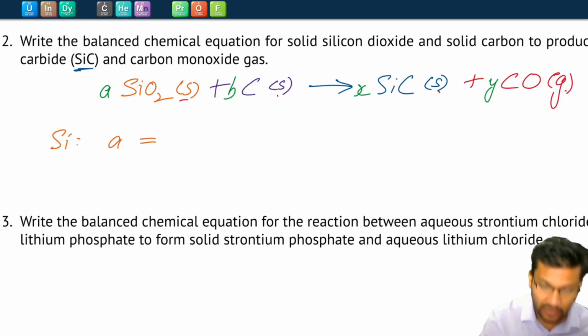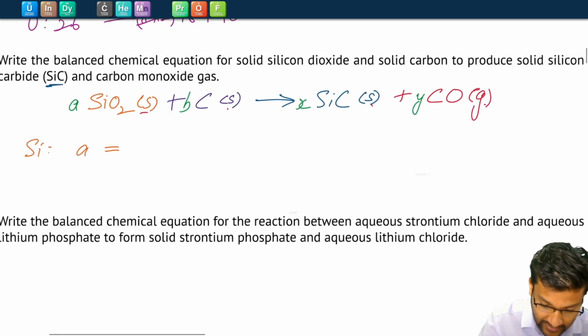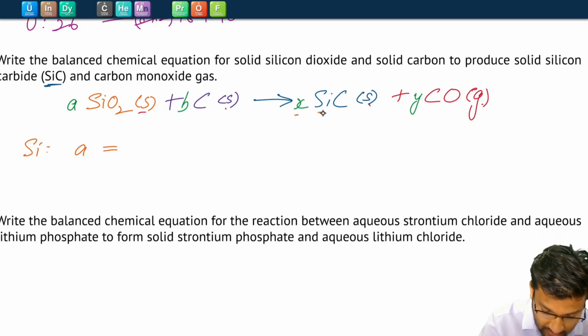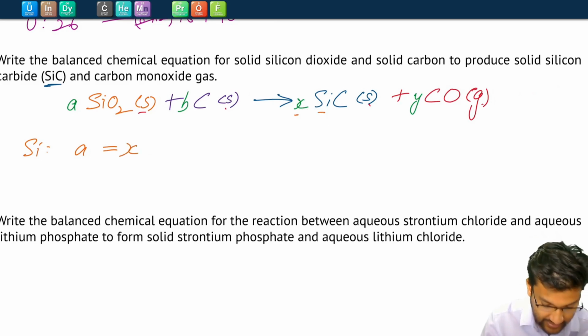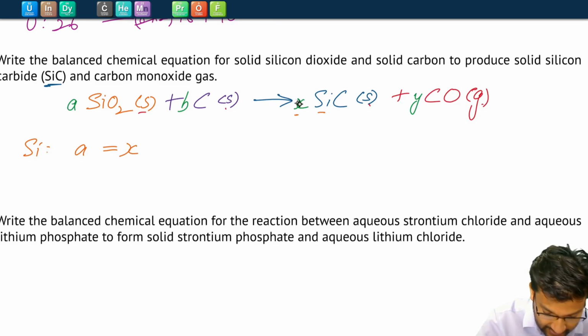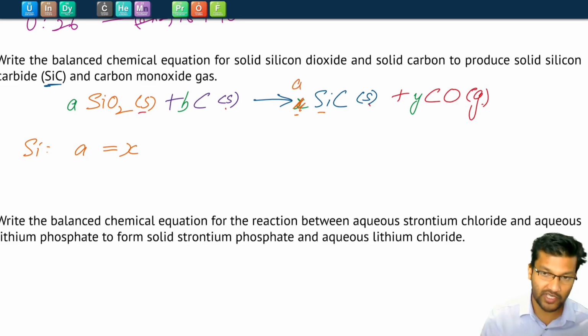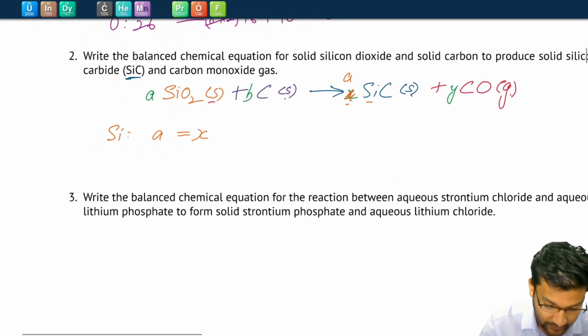And that will be equal to whatever's on the right-hand side. And on the right-hand side, there's X number of silicon and nothing else. So we just write X. So that means that A is equal to X, which means that we can either change A into X or X into A. I like to change, let's just change X into A because the two things are the same. So now we change one of the little labels that we've made.